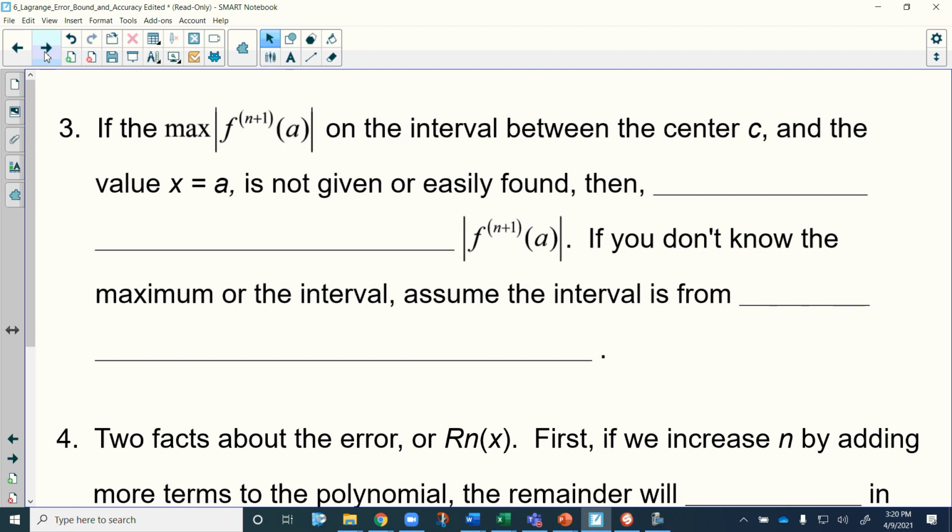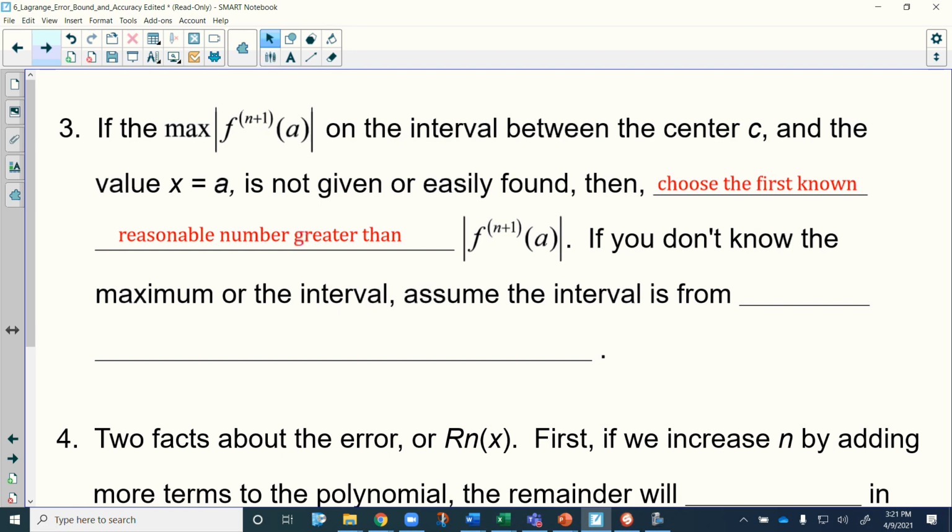If the maximum of the absolute value of f of n plus 1 of a, on the interval between the center c and the value x equal to a, is not given or easily found, then we want to choose something reasonable that will be greater than whatever the expression is for f of the n plus 1 degree of a.